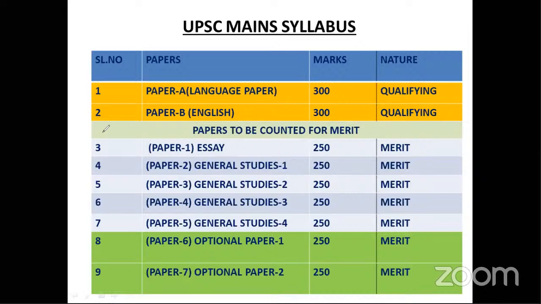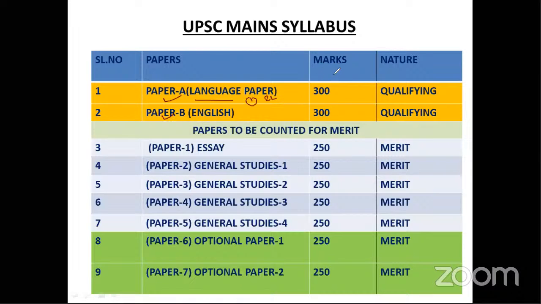Why does the optional play a significant role here? First of all, there is paper A and paper B. Paper A is your language paper. You have to choose one language out of the total 22 languages mentioned in the 8th Schedule of the Constitution. You have to select one language, and that will be 300 marks.